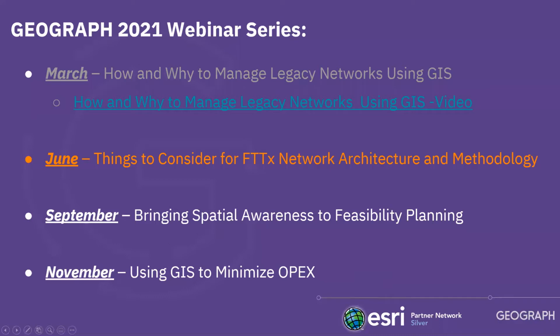So again, we're in the second edition of our webinar series this year. Back in March, we had a webinar on how and why to manage legacy networks utilizing GIS. There's a link to our video of that webinar that will be on this presentation when we send this out. Also, you can go to our YouTube page, Geograph Technologies, to view that webinar along with some other videos about our product and services. Today in June, we're talking about things to consider for fiber to the home network architecture and methodology. Later this year in September, we're going to be talking about bringing spatial awareness to feasibility planning, dovetailing off of the network architecture webinar we're doing today. And then finally, we're going to wrap up this year in November talking about how to utilize GIS to minimize operational expenses, or OpEx. I know it's very important for operators such as yourself to save money when possible, to be able to give that value back to your customers at the end.